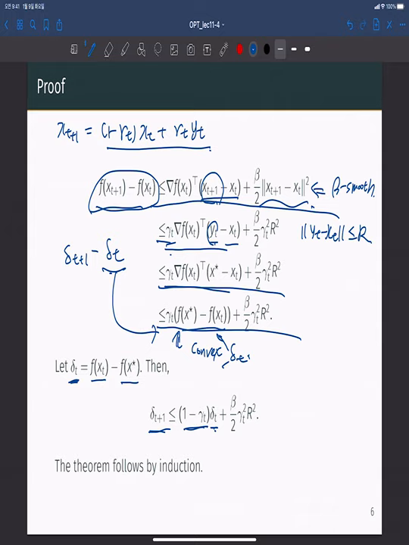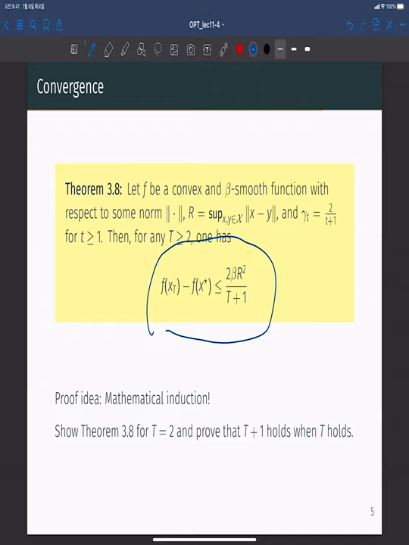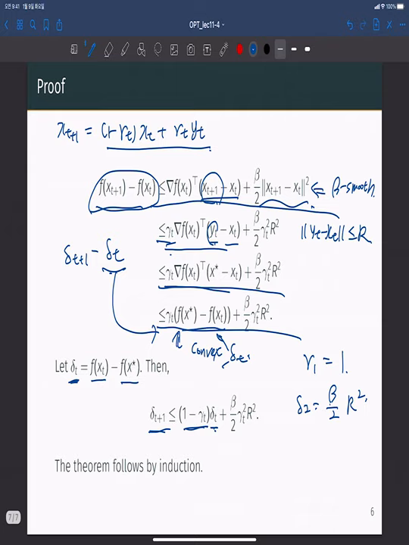Okay, so since gamma 1 is equal to 1, delta 2 is just equal to beta over 2 r square. So we naturally have this inequality for the case capital T equal to 2. Okay, so there is no problem. You have this inequality for the case capital T is equal to 2, and you can also check the other cases as well.